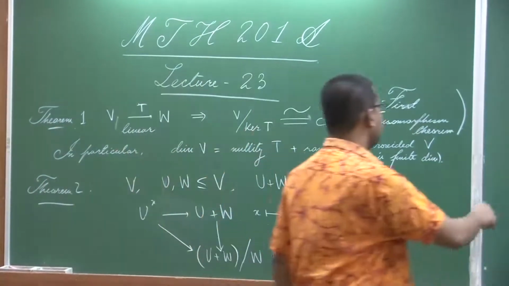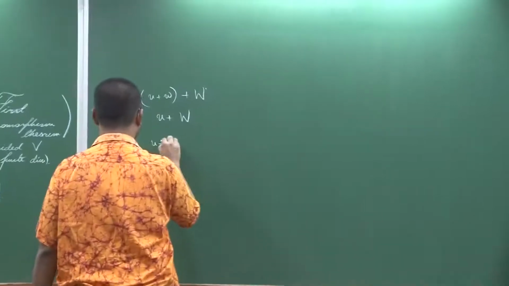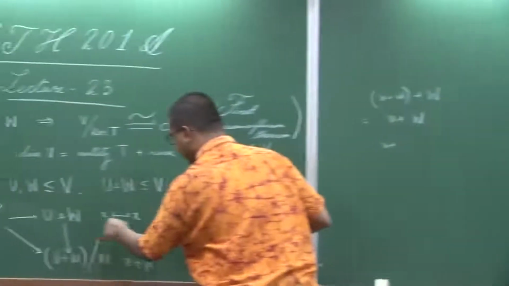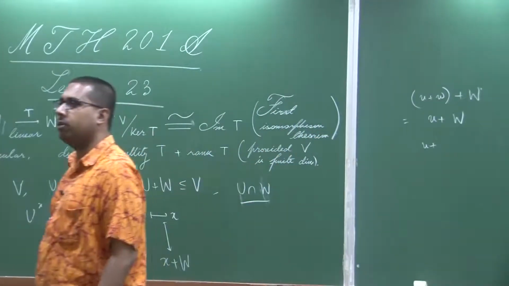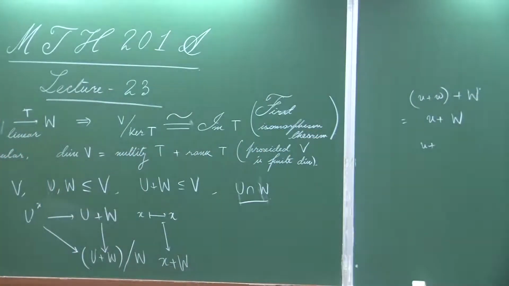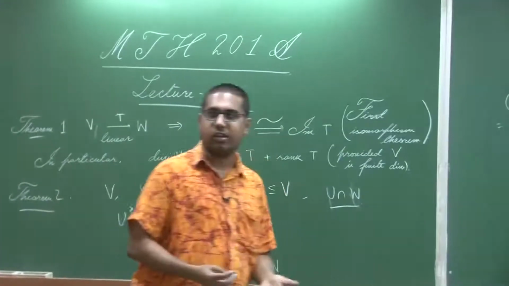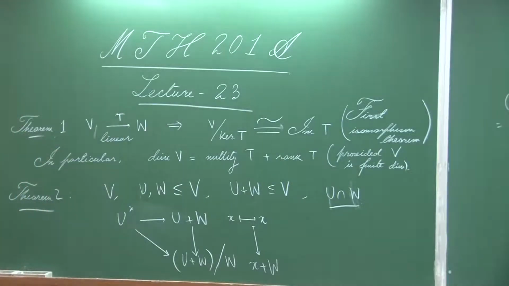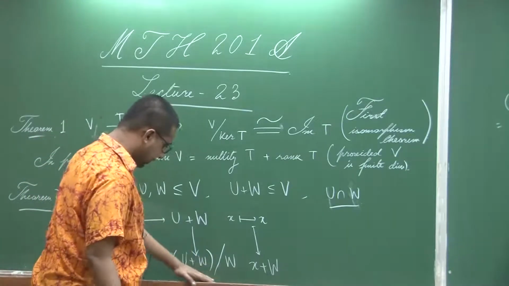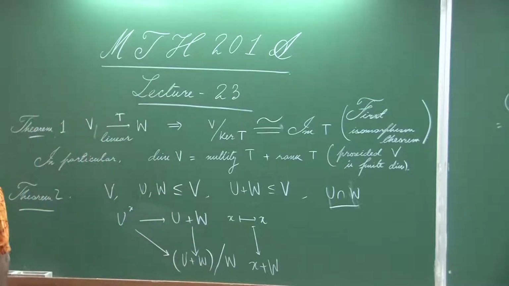Now, we have to look at its kernel. What is the kernel? As I said, a typical x goes to x plus w here. So, x plus w is equal to w if and only if x is in w. Therefore, the kernel of this map is precisely u intersection w, because if an x goes to w here, then x has to lie inside w.